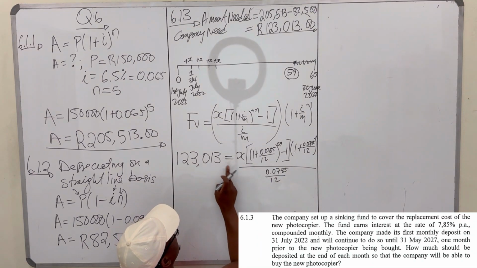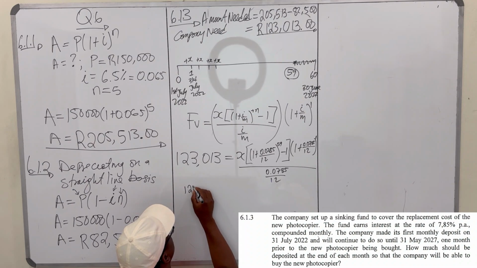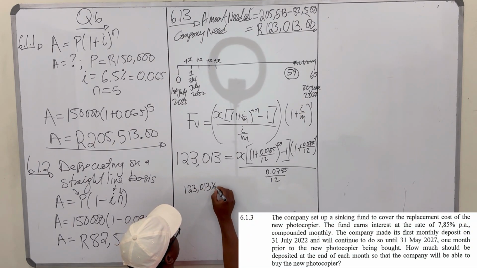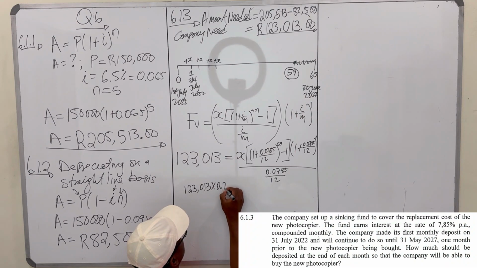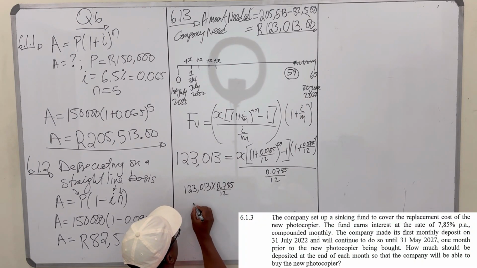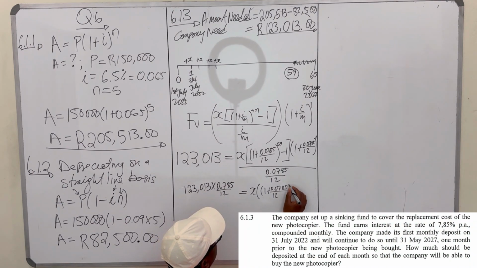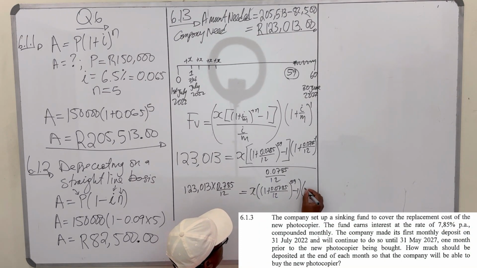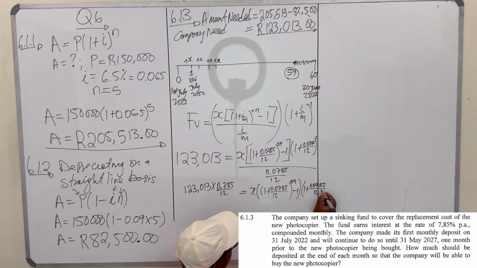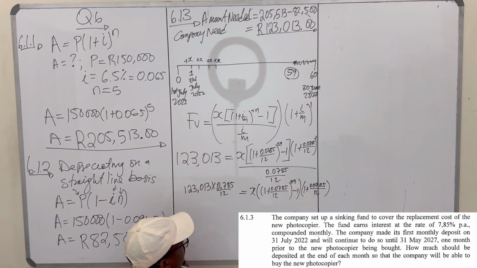Cross multiply this times that, so you have 0.13 times 0.0785 over 12 is equal to X times 1 plus 0.0785 all over 12, into 59 minus 1, times 1 plus 0.0785 all over 12. This is what you have.